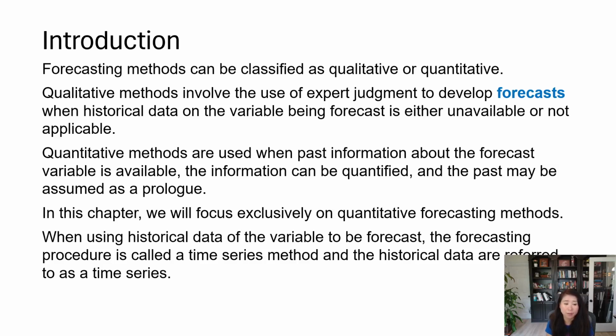The second method, as I mentioned, is called the quantitative method. It is used when past information about the forecast variable is available, the information can be quantified, and the past may be assumed to continue. Basically, you are assuming that what happened historically will happen in the future. In those situations, we consider using quantitative methods. So in this module and the next module, we are focusing on the quantitative method.